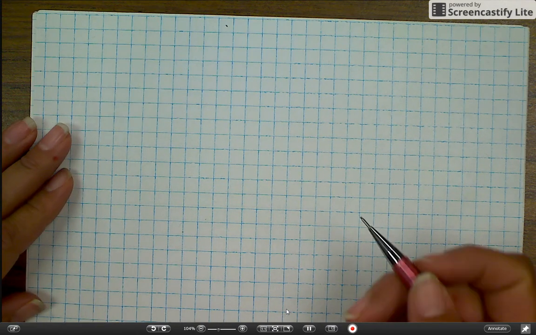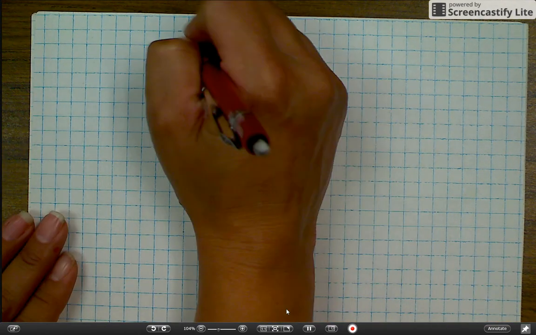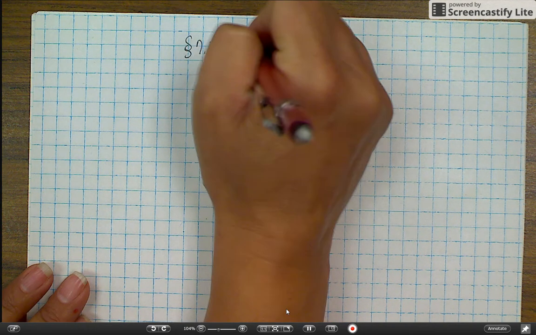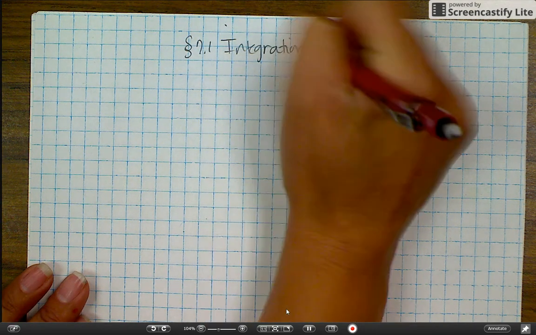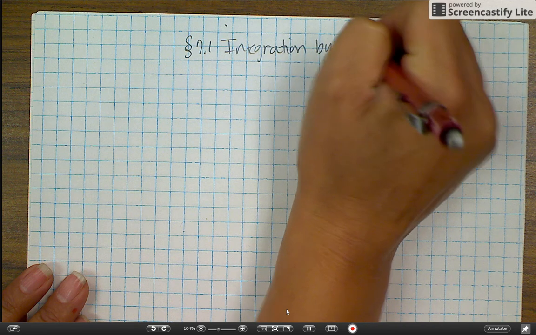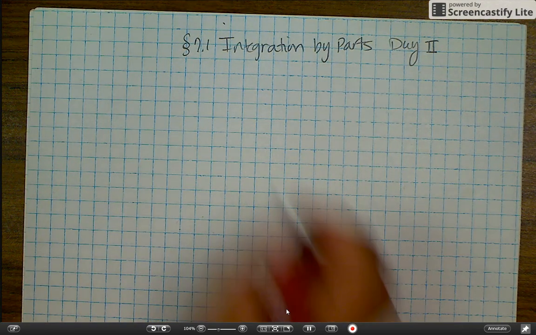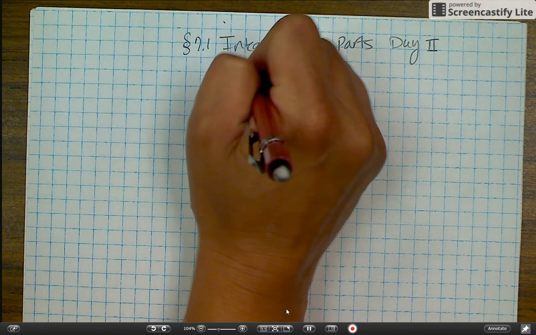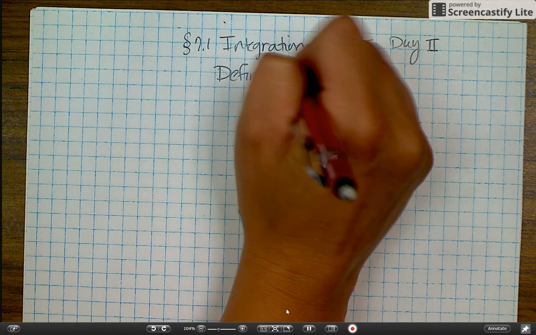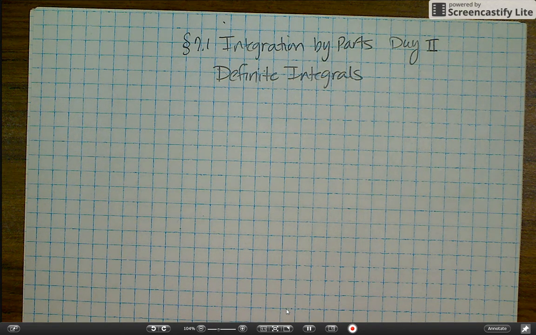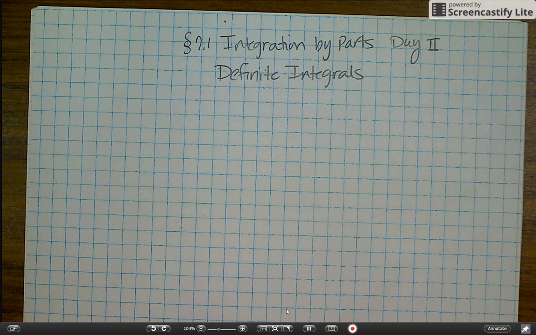So today we are going to talk about 7.1 again, which is integration by parts. And this is day 2. We are going to be doing definite integrals. So how to deal with definite integrals. Mainly today I'm going to talk mostly about notation because we already know how to do integration by parts.